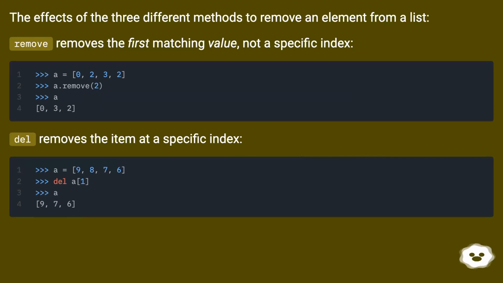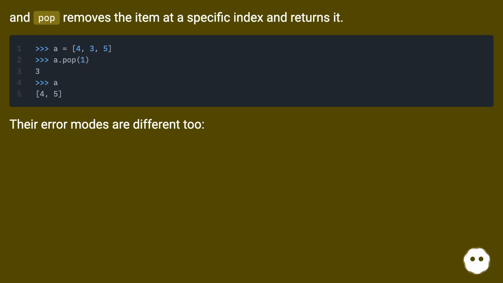Remove removes the first matching value, not a specific index. Del removes the item at a specific index. And pop removes the item at a specific index and returns it. Their error modes are different too.